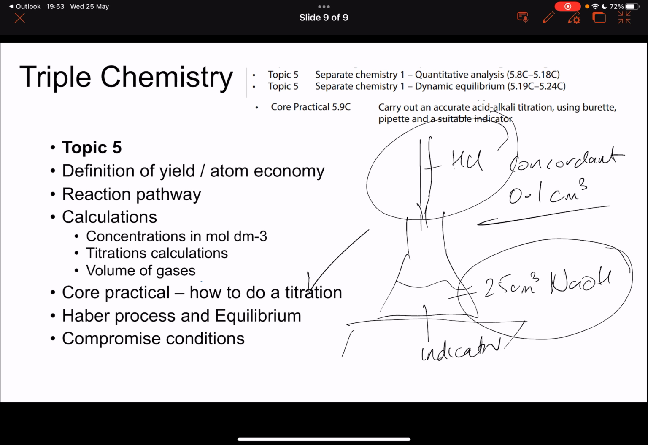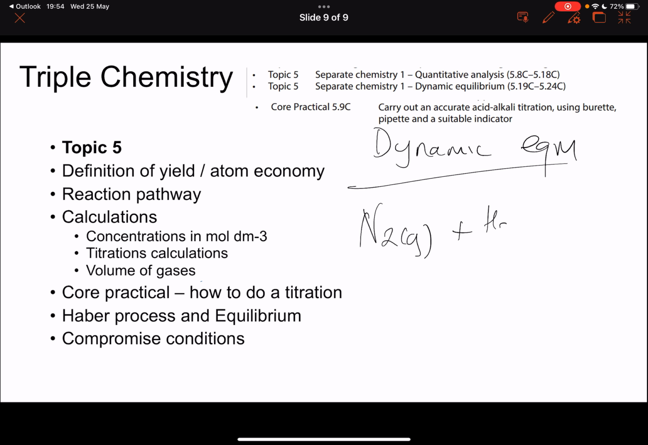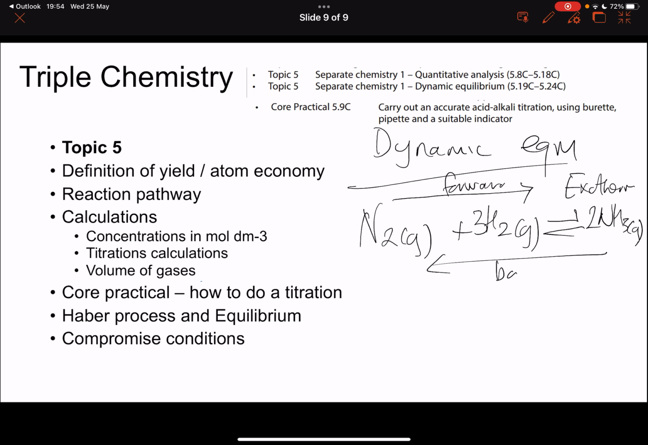Lastly, the Haber process. Now, please learn topic 4 on equilibrium as well. We need to know the definition of dynamic equilibrium, and let's look at my Haber process. This is your balanced equation. The reaction is exothermic in the forward direction. Remember, left to right is forward and right to left is backward.